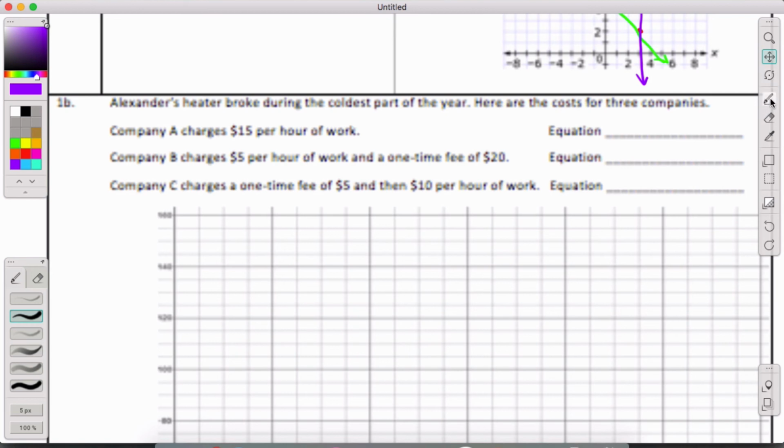All right, so 1B, it says Alexander's heater broke during the coldest part of the year. That sucks. Here are the cost of 3 companies, because obviously we want to get it fixed because we want to stay warm. So company A charges $15 per hour of work. All right. And then company B charges $5 an hour of work and a one-time fee of $20. Company C charges a one-time fee of $5 and then charges $10 per hour of work.